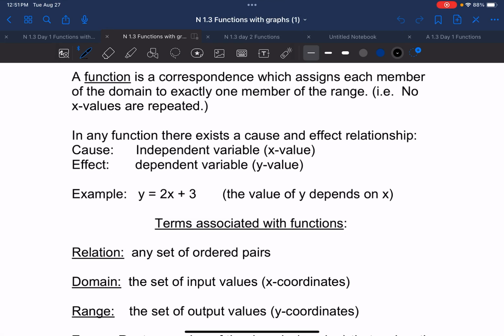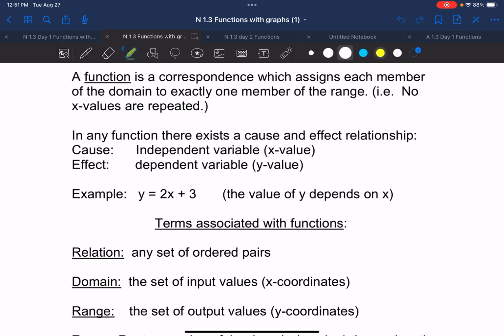Okay, so today we are going to do a review of functions. First we have a little vocabulary we need to talk about. It says here that a function is a correspondence which assigns each member of the domain to exactly one member of the range. In other words, no x values can be repeated.